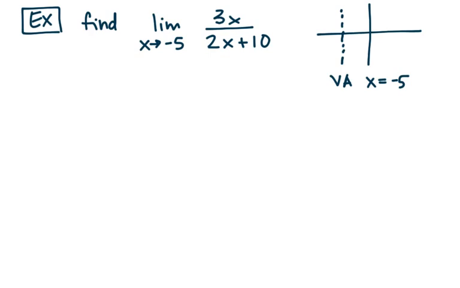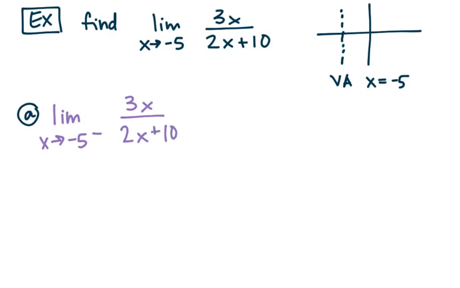All right, so we don't know what's happening on either side of that asymptote. And since this is a two-sided limit, or just the limit from both directions, we would need to do this maybe in two parts. So I would say part A, the limit as x approaches negative 5 from the left of 3x over 2x plus 10. So negative 5 from the left, we might have a number like negative 6.